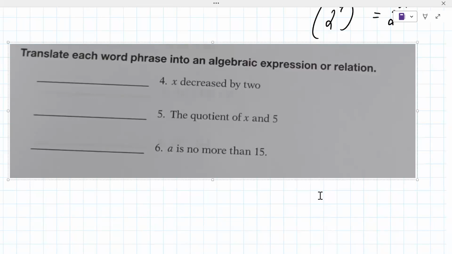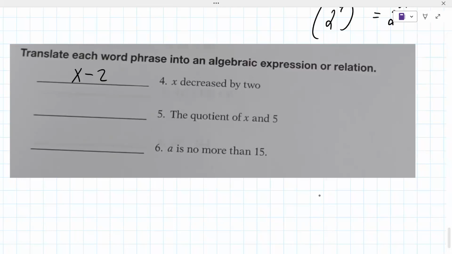Maybe I should switch it. The wording is pretty confusing, but I probably didn't get it right. But for four, I was thinking x minus two. That's correct.